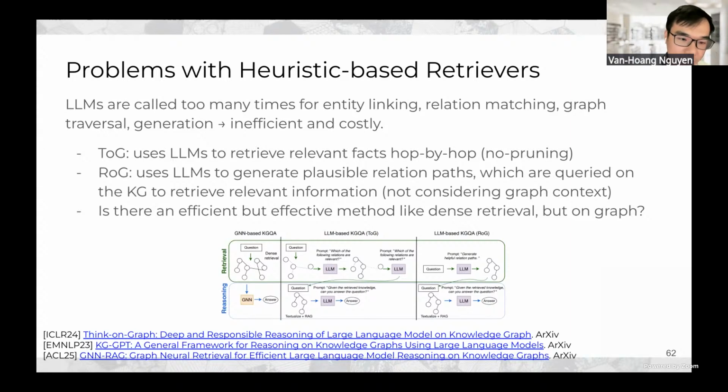Or the Reasoning-on-Graph method that we just used, it uses an LLM to generate plausible relation paths, which are then queried on the KG to retrieve the relevant information. But you have noticed that the LLM used to generate the reasoning path doesn't actually consider the graph context. It only considers the relations in the graph, but it doesn't consider the actual entities. So we want to ask ourselves, is there an efficient but effective method? Like in traditional RAG we have dense retrieval, but on graphs, what are our options?